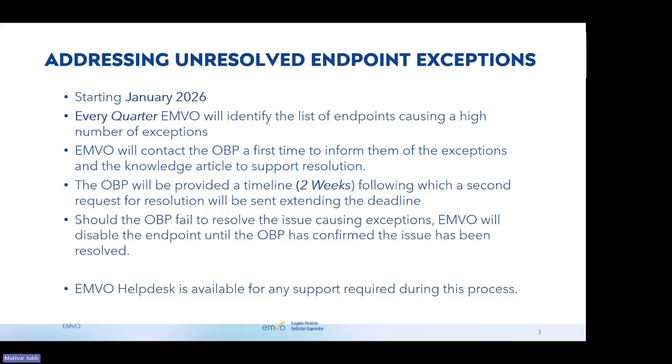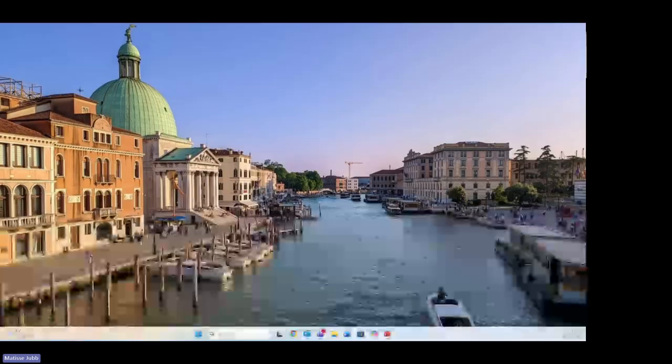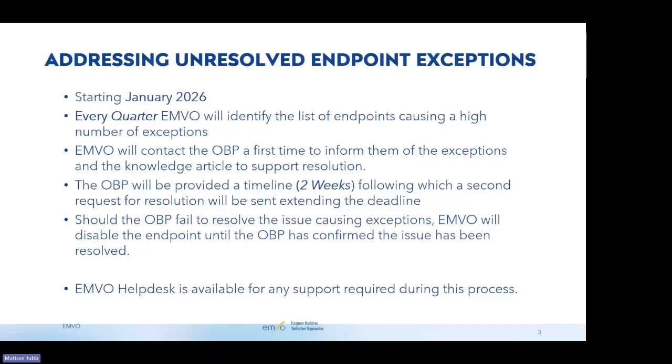So regarding our process, starting January 2026, we will have a new process in place to ensure that endpoints exceptions are addressed. So it will be explained later, but the background behind this is that exceptions that are thrown back from OBP endpoints may cause a high volume of unnecessary noise within the EU hub and thus impacting the functioning and the efficiency of the system.